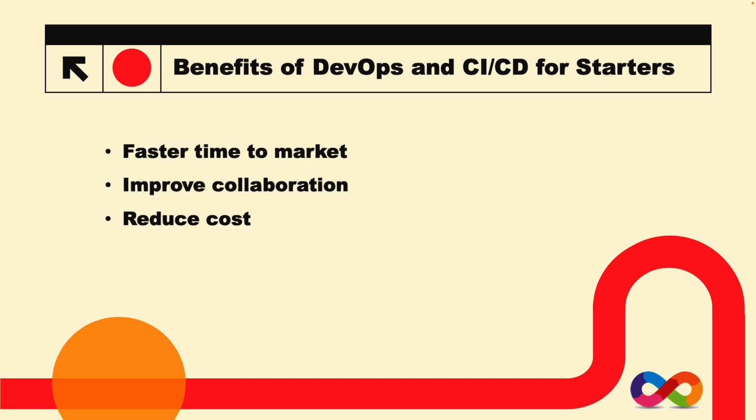Secondly, DevOps and CI/CD can improve collaboration between development and operation teams. By breaking down the silos between these two teams, communication is improved and issues can be resolved more quickly. Lastly, DevOps and CI/CD can help reduce costs by identifying and fixing issues earlier in the development lifecycle. This reduces the need for costly rework and manual testing, leading to faster and more efficient delivery of software.